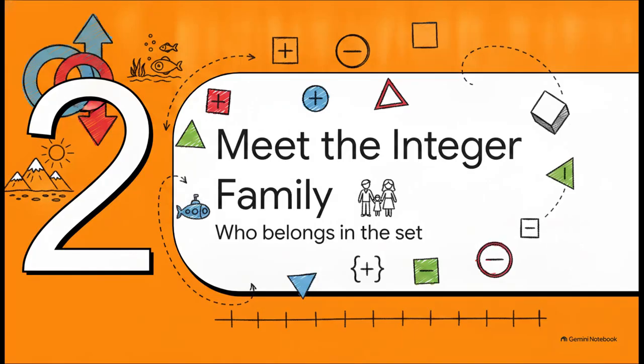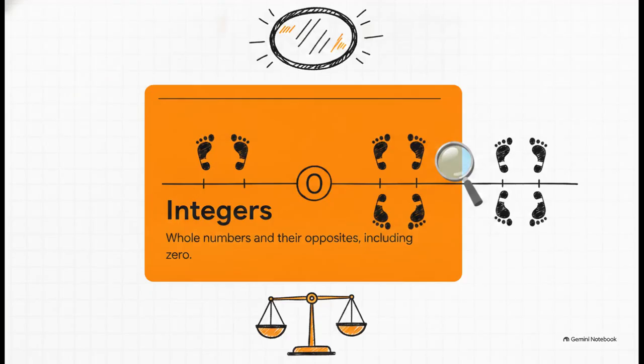Moving right along to Section 2, meet the integer family. Who belongs and who doesn't? So, the absolutely crucial point here is that integers perfectly capture these opposites. They act as our positive and negative anchors. And right in the middle, that's 0, sitting there as our neutral starting point.